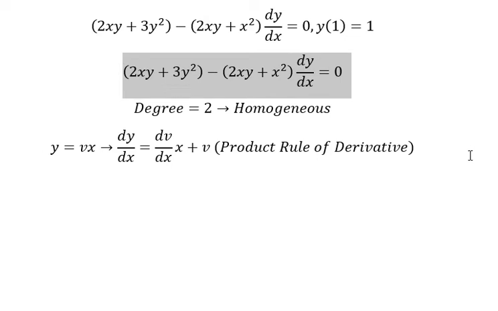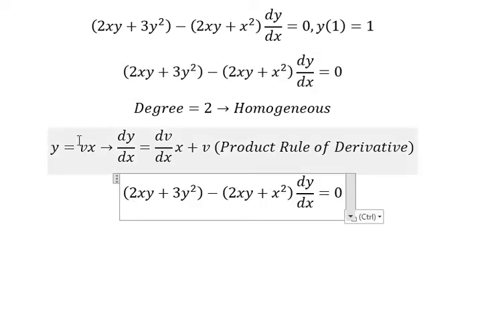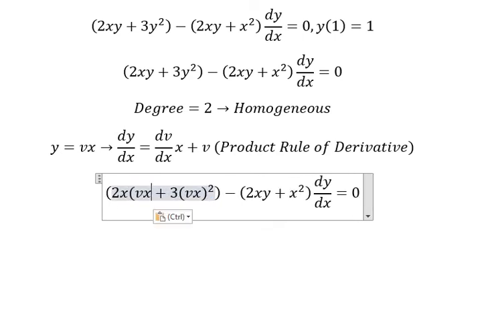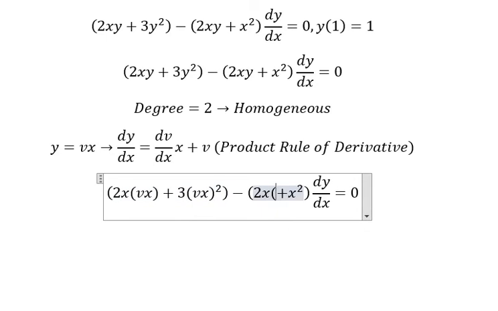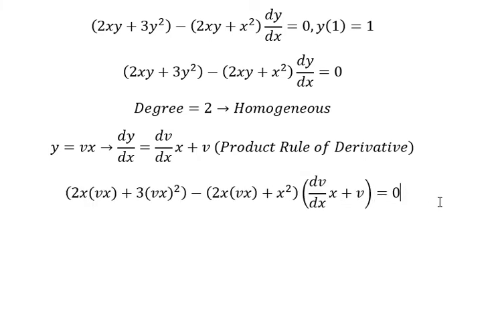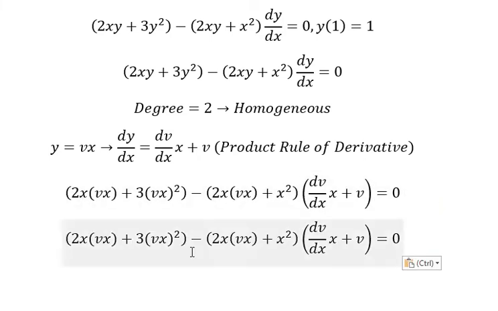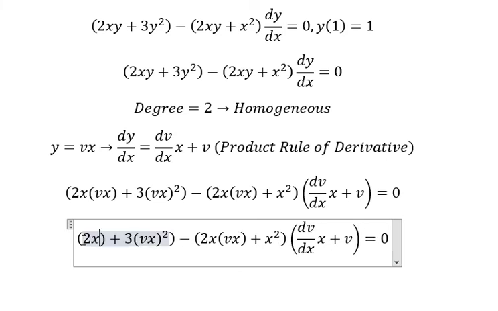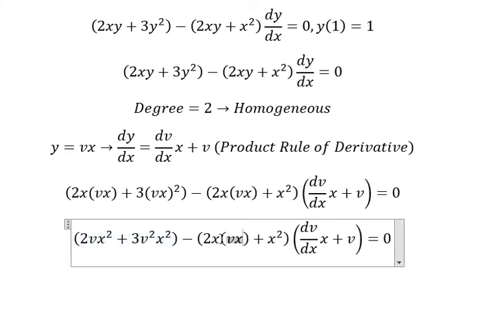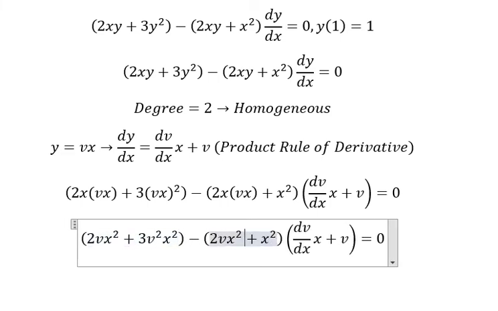So we change y into vx. This one we change by this one. So this one we have vx square. This one we have v square x square. This one we have vx square.